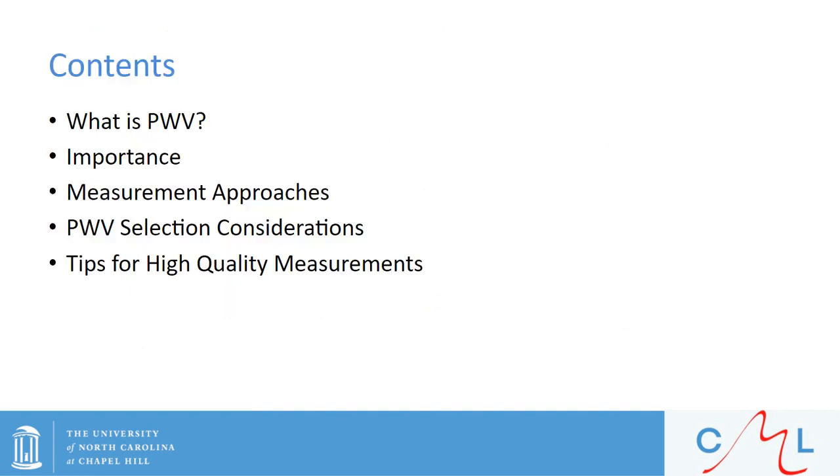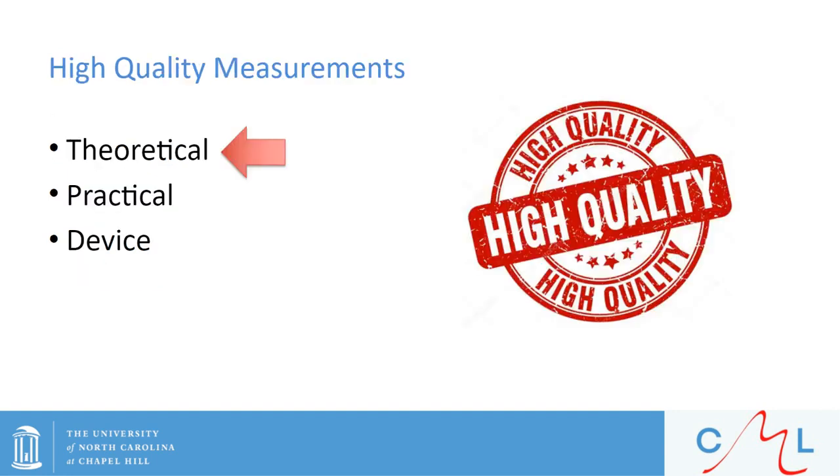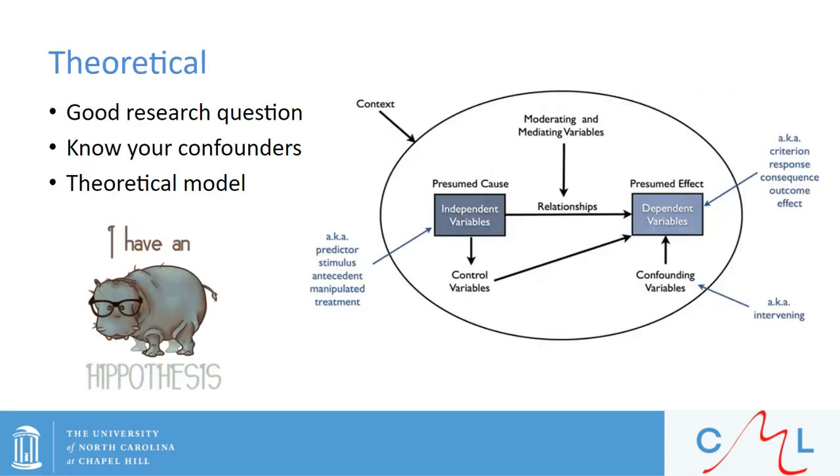Let's finish this webinar by covering some tips for ensuring we can make high quality measurements. These tips are going to be broken down in terms of theoretical, practical, and device-based tips. So some theoretical tips. As Gabe mentioned just now, we should always start with a really clear research question. This will help us to identify the appropriate tool.